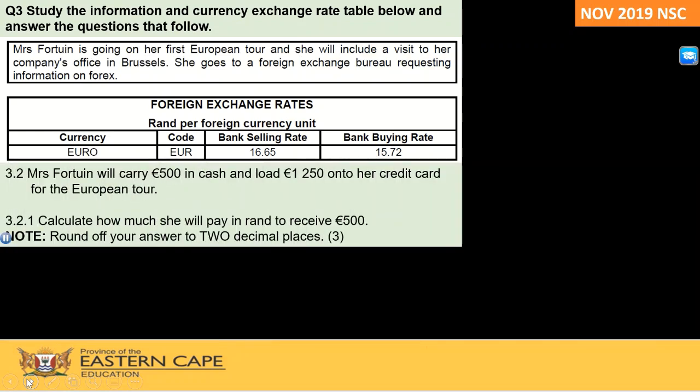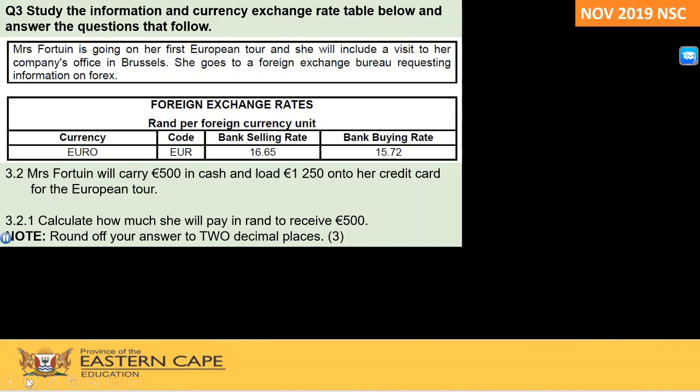The following example that we have in this lesson is Mrs. Fortuin is going on her first European tour, and she will include a visit to her company's office in Brussels. She goes to a foreign exchange bureau requesting information on Forex. You are given a Forex exchange rate table with euro and the bank selling rate as well as the bank buying rate. There you have the first question. Mrs. Fortuin will carry 500 euro in cash and load 1,250 euro onto her credit card for the European tour. You are instructed to calculate how much she will pay in rand to receive 500 euro.